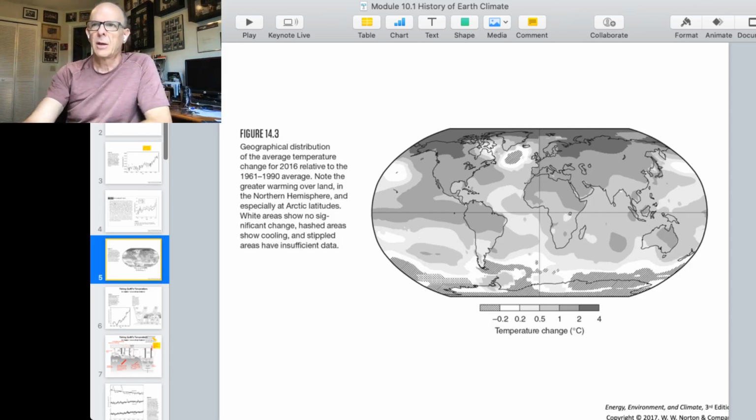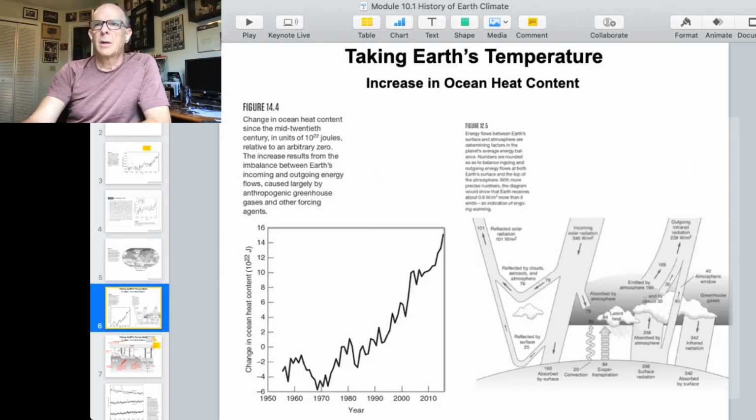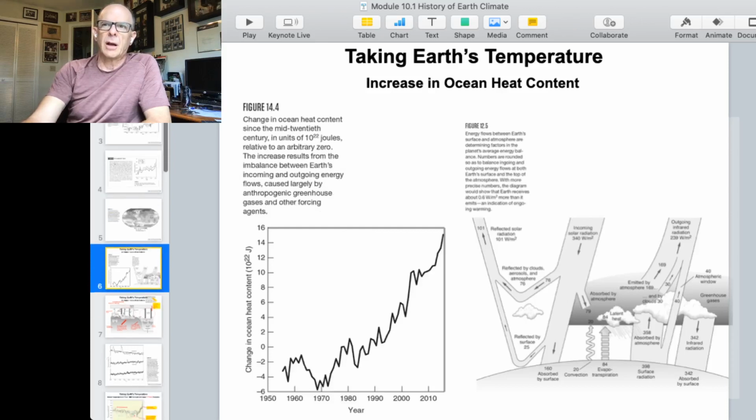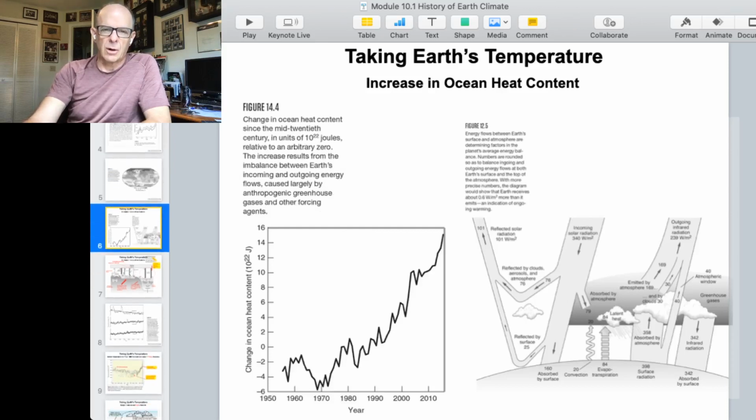You also notice here that there are some regional irregularities. There's a part of the North Atlantic that's actually gotten a little bit cooler, and that has to do with disruption of ocean currents. Speaking of ocean currents, this figure on the lower left shows the amount of energy stored in the oceans as thermal energy.